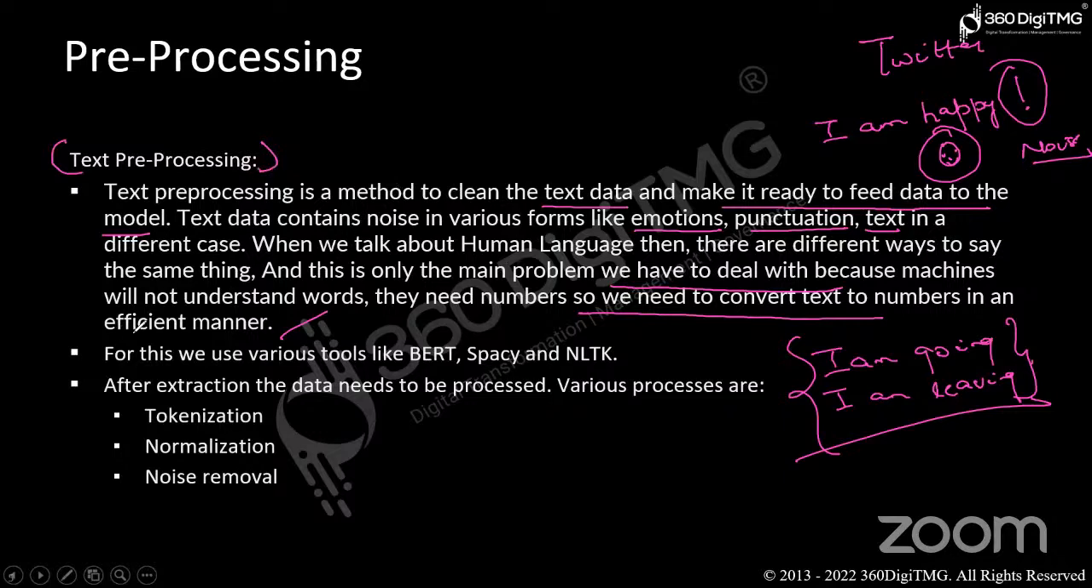For doing this, we use various tools like BERT, spaCy, and the Natural Language Toolkit, NLTK. After extracting the data, it needs to be processed. And the various processes that come under text pre-processing are tokenization, normalization, and noise removal.